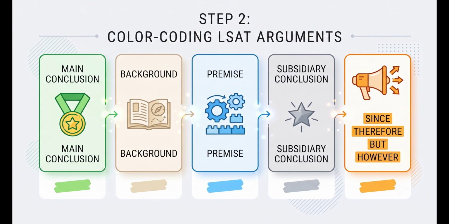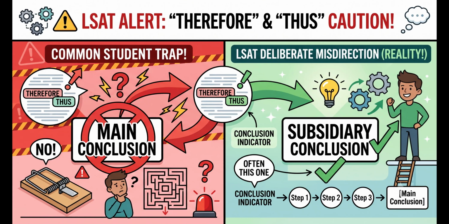gray. Highlight premise, conclusion indicators such as since and therefore, and transition words such as but and however in orange. Most importantly, always remember that LSAT often and deliberately have conclusion indicators such as therefore and thus not introduce the main conclusion, but the subsidiary conclusion, which is technically a type of conclusion, to assess your ability to actually understand what a dense piece of text might be saying.